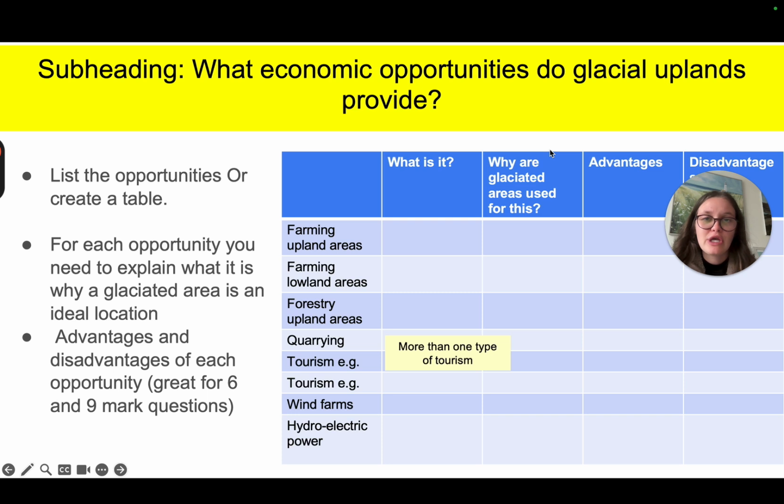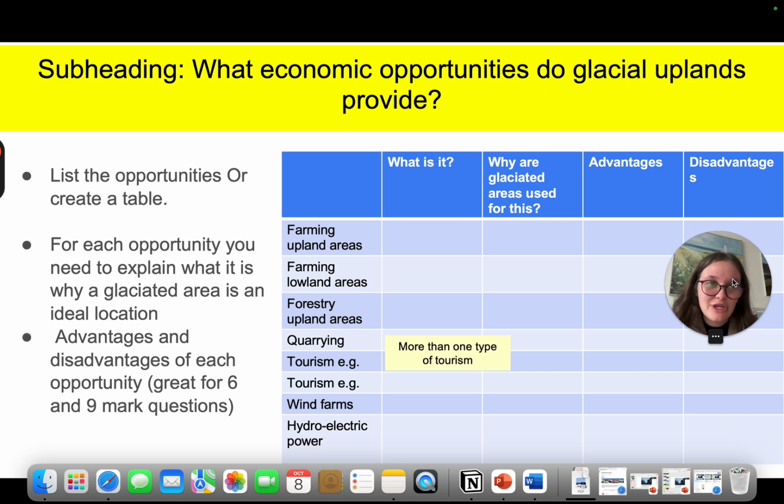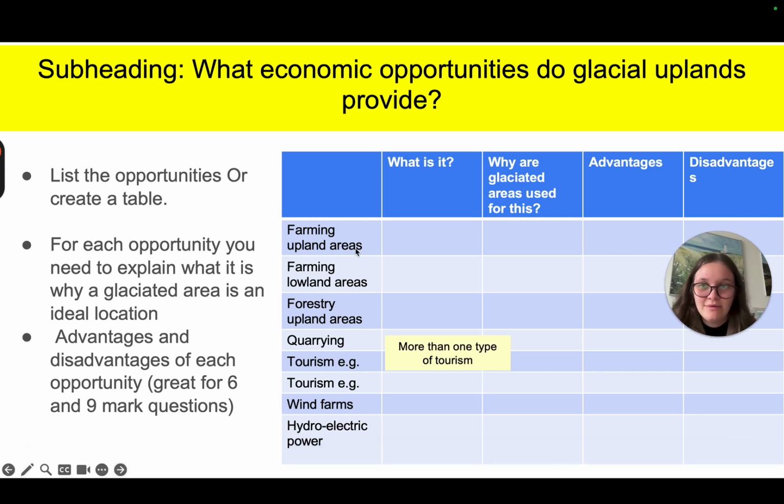Okay, so what economic opportunities do glacial uplands provide? Can you please copy this table down? And for each opportunity, you need to explain what it is, why it's in a glacial area, and how that is an ideal location, and then the advantages or disadvantages of each of these opportunities, which could be great for answering a 6 or a 9 mark question.